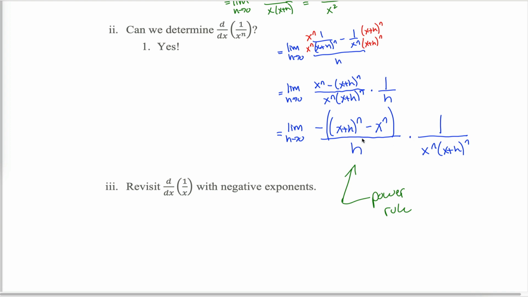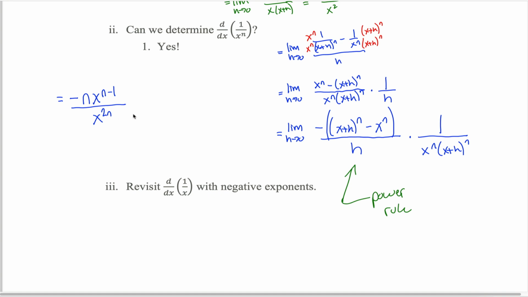What I'm saying is, without getting too deep into the algebra, this limit is going to evaluate as negative for this negative sign, n times x to the n minus 1 for the power rule portion of this fraction right here, times whatever this thing evaluates to when I change all the h's into zeros. Let's see, 1 divided by x to the n times x to the n. In other words, x to the 2n power. The derivative of 1 over x to the n is this mess right here. Negative n times x to the n minus 1 divided by x to the 2n power.